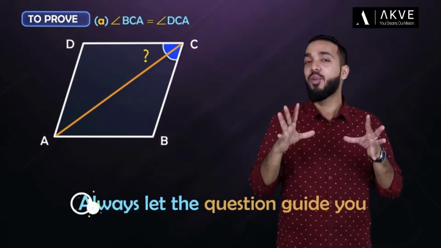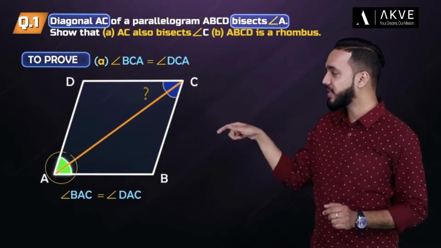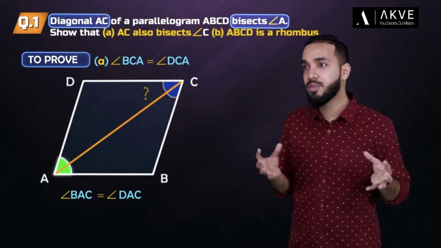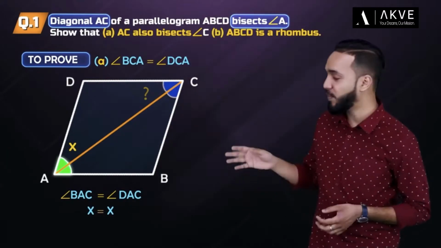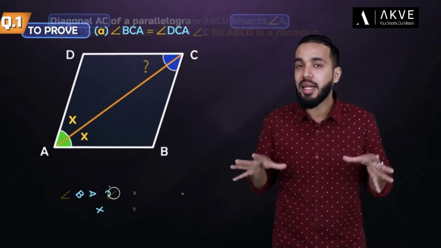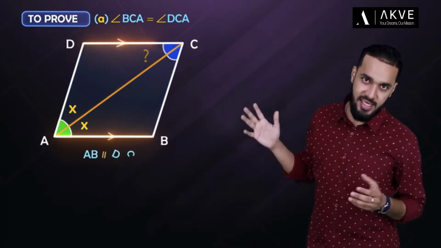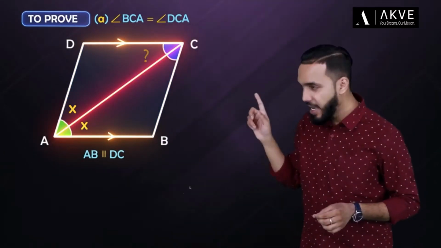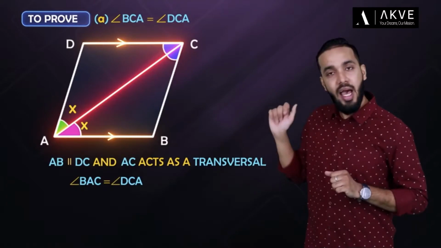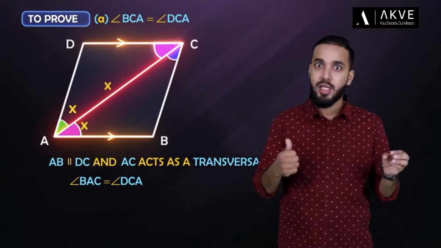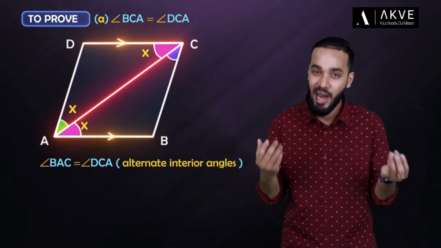So let's begin with what the question tells us. It tells us that this angle is equal to this angle. So if we assume that this angle is x, naturally the other angle would also measure x. Now we know that in parallelogram ABCD, opposite sides AB and DC are parallel, which means AC acts as a transversal between them. Then this angle would be equal to this angle because they form a pair of alternate interior angles, which as we already know are equal.